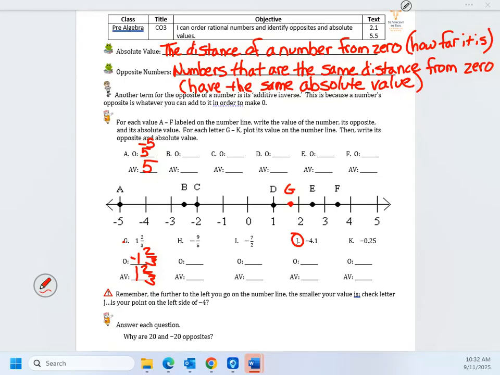Because this is -3. Here's -4. -4.1 is smaller than -4, so we need to go on the left side. We don't want to go on the right because that's saying -4.1 is bigger. So be careful with those negative numbers, that you're plotting it in the right place.